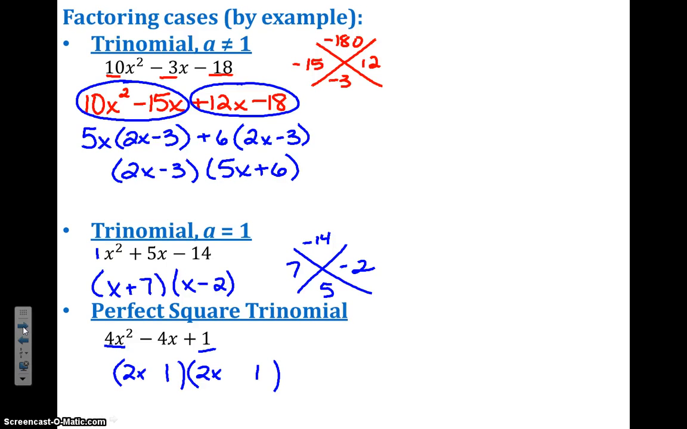Now the only way I can get 1 is to multiply 1 times 1 or negative 1 times negative 1. Since this term right here is negative, I need a negative sign for both of those. And so negative 1 times negative 1 is positive 1, 2x times 2x is 4x squared, and then the inside terms and the outside terms would combine to give me the negative 4x. So a shorter way that I can write this answer is 2x minus 1 quantity squared.